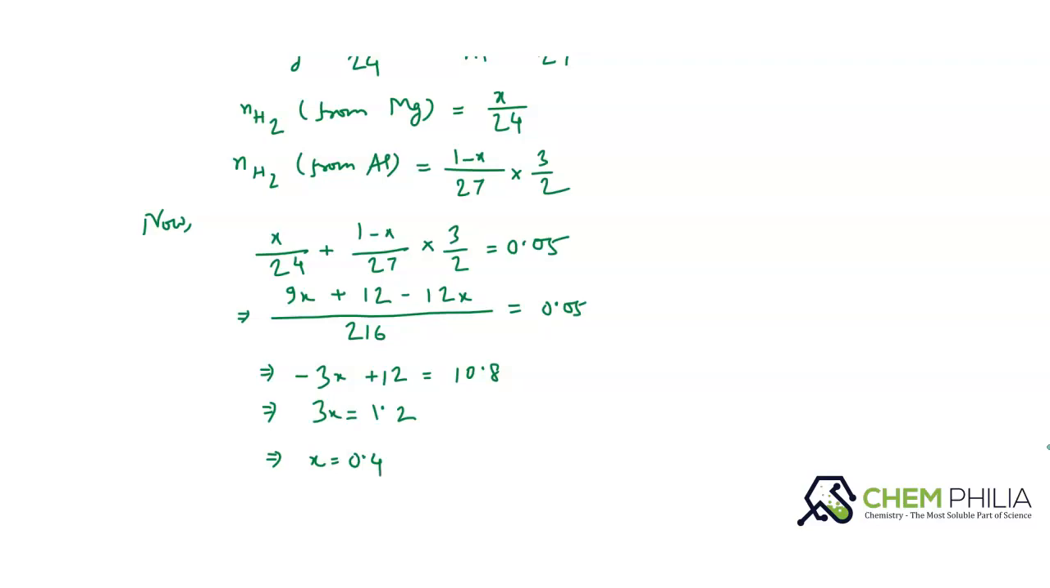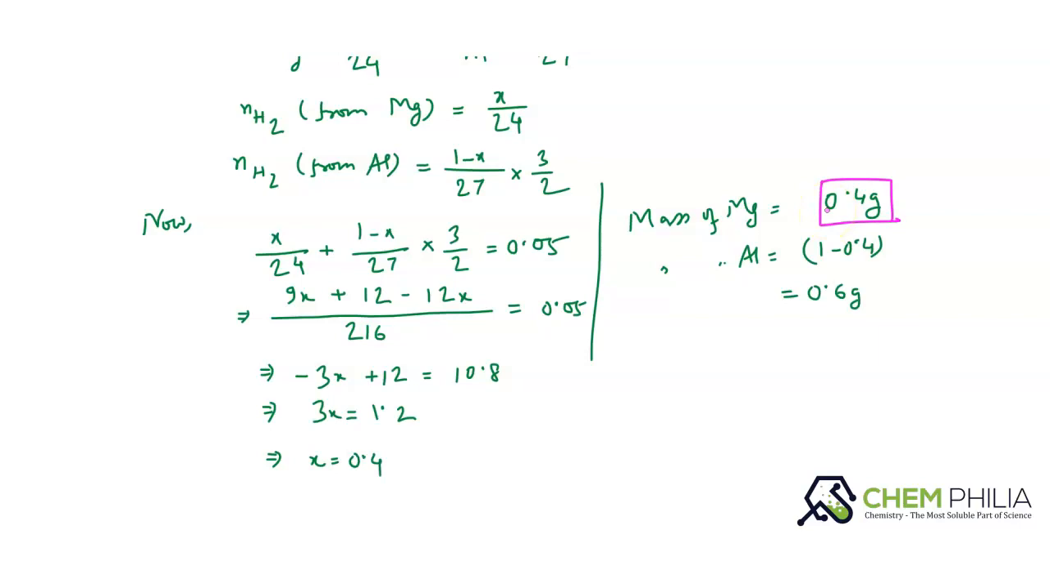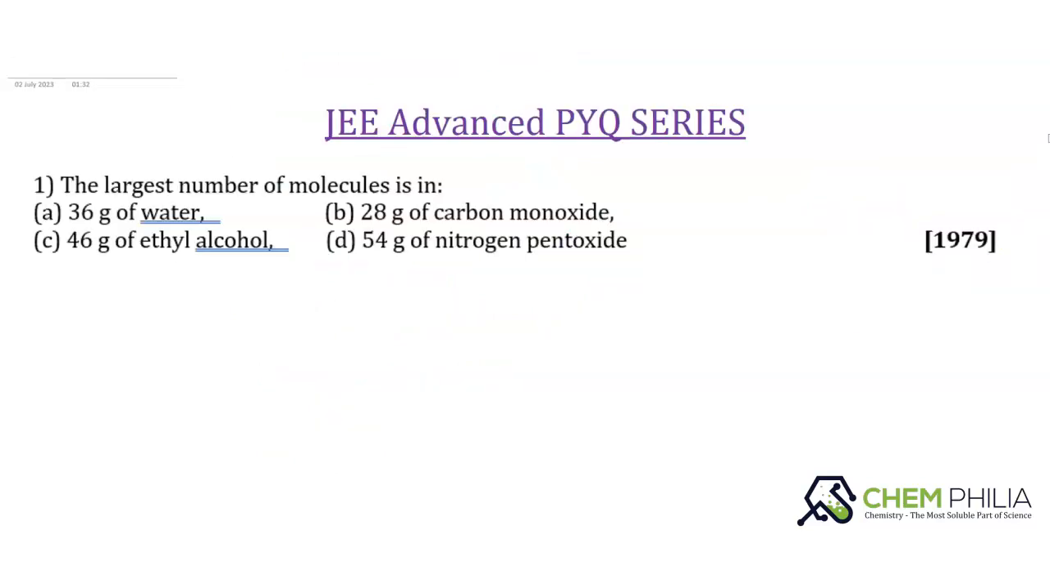0.4. Now what was x? X was the mass of magnesium. So we have got the mass of magnesium. So mass of magnesium is equal to 0.4 gram, right? And mass of aluminium will be 1 minus 0.4, that is 0.6 gram. So these two are the answers to this question. Clear? So I hope you have understood this question.